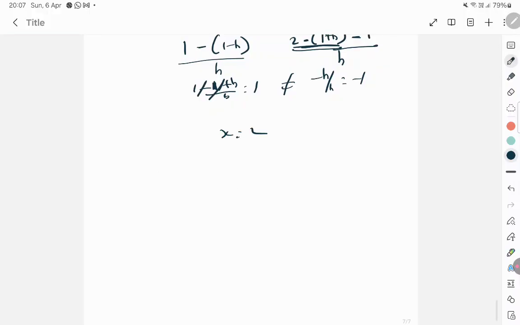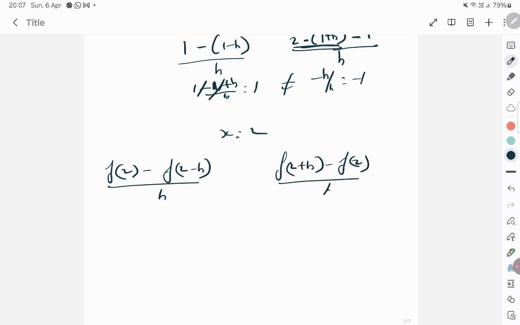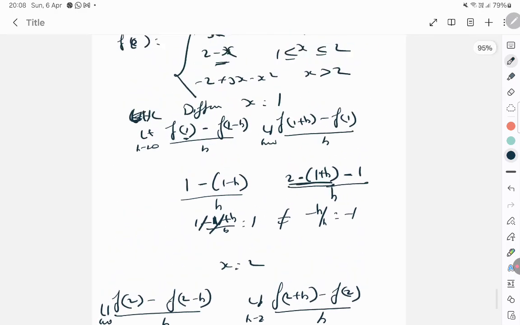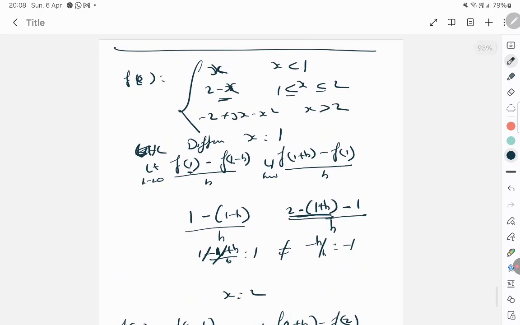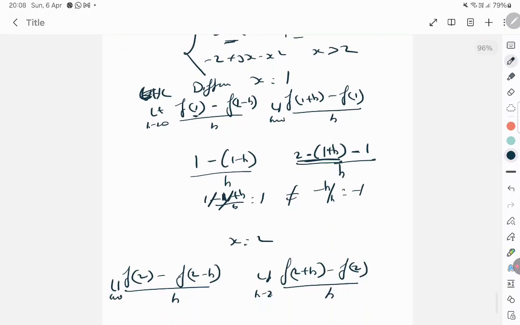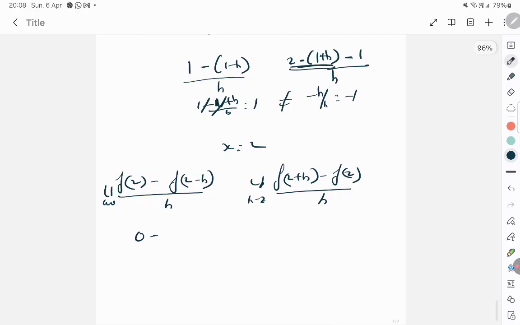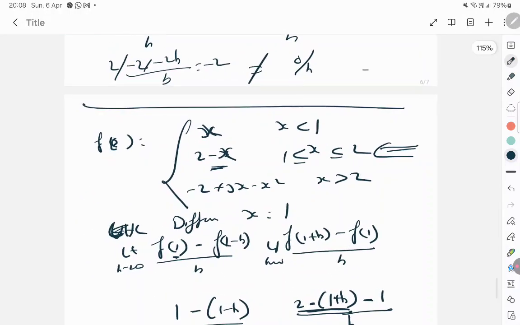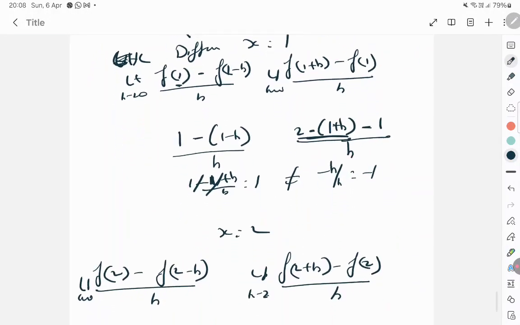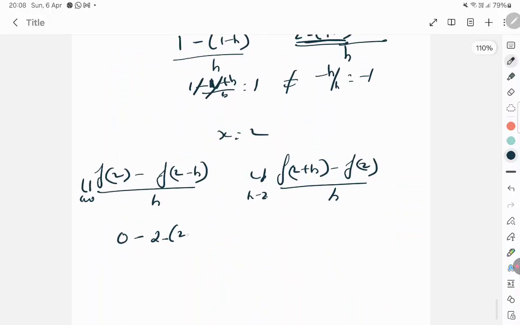So left hand limit, what is it? f of 2 minus f of (2 minus h), by h. And for the right, it's f of (2 plus h) minus f of 2, by h. Limit h tends to 0 and limit h tends to 0. And what is f of 2? At the point 2, it's 2 minus 2, which will become 0. So it will become 0 minus f of (2 minus h). Less than 2's formula, 2 minus x. So it's 2 minus (2 minus h).